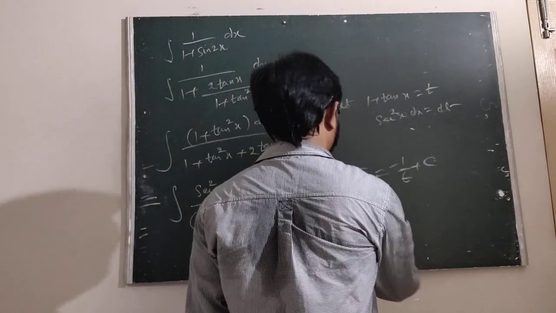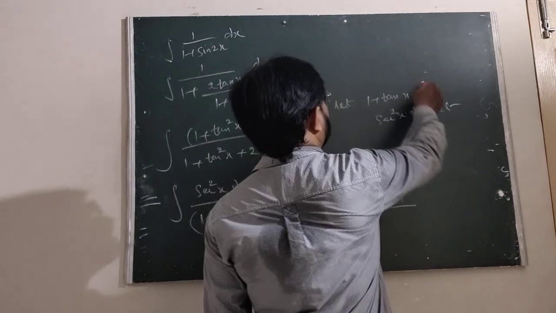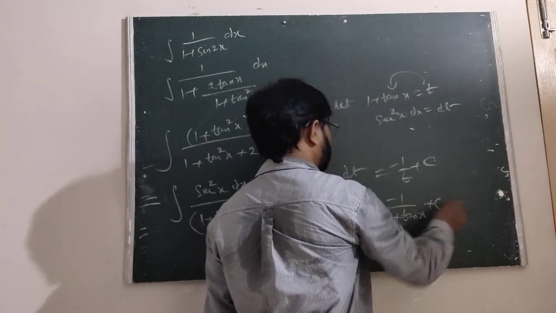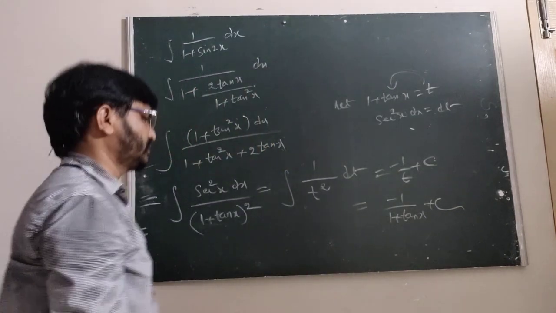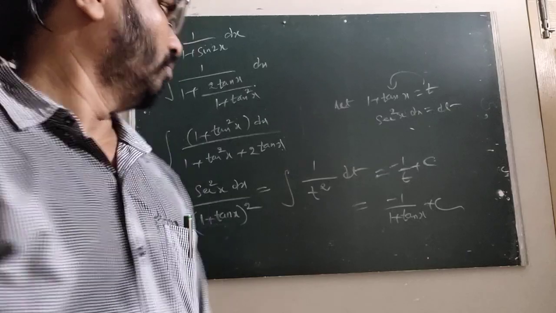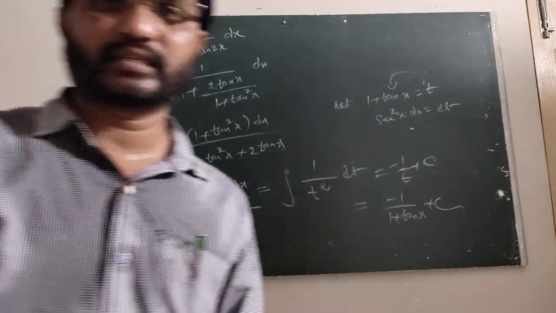Therefore, now we can write minus 1 by t, where t is 1 plus tan x, plus c. This is our required integral: minus 1 by 1 plus tan x plus c.